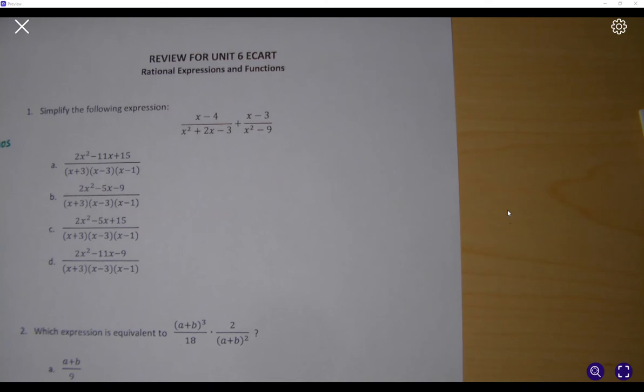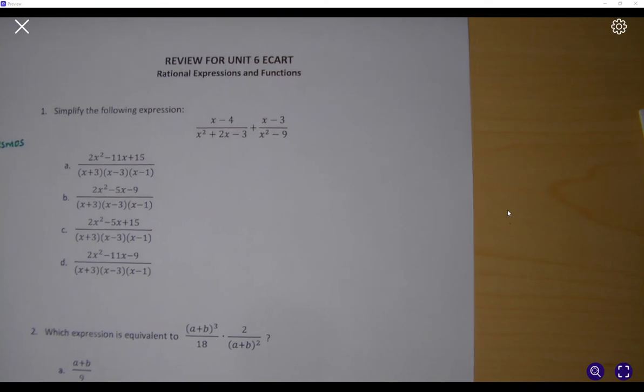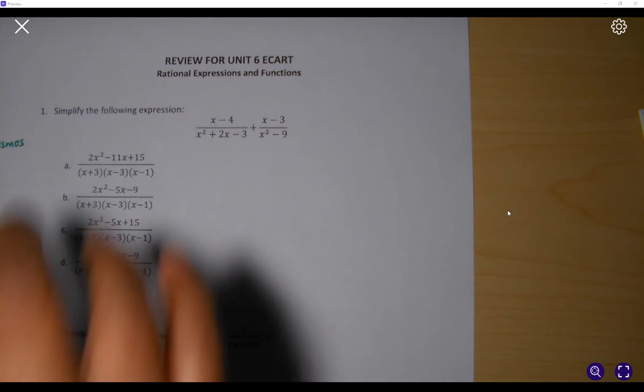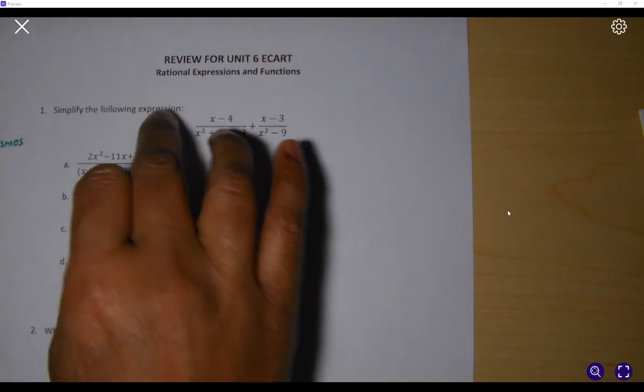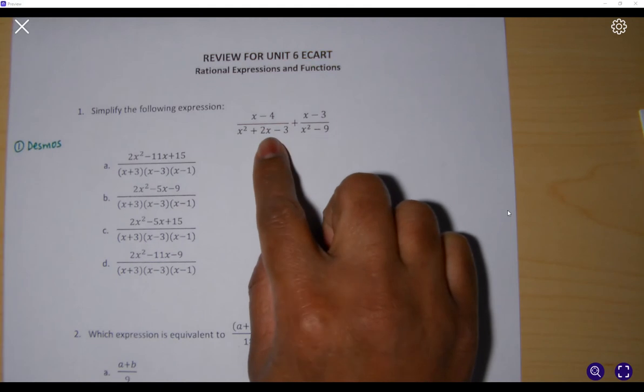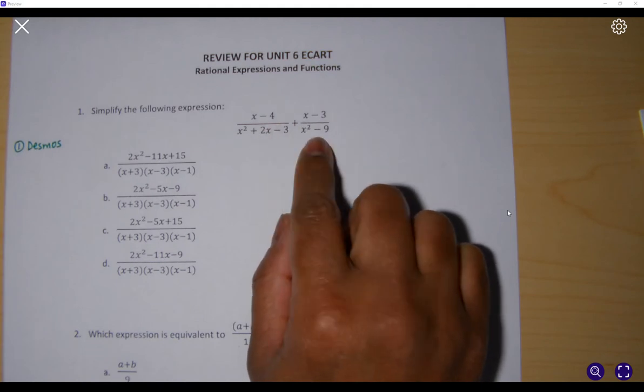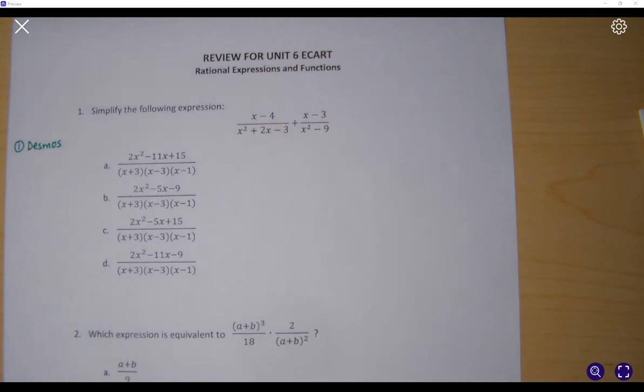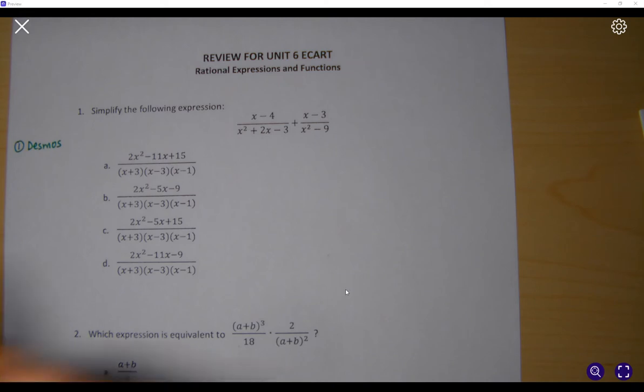Alright, here is the Unit 6 review. For the first question, it says here, simplify the following expression. So basically here, we are adding a fraction to a fraction. And to do that, you need to have a common denominator. So there's two ways you can do it. One way is by Desmos, and the other way is just to do it by hand.